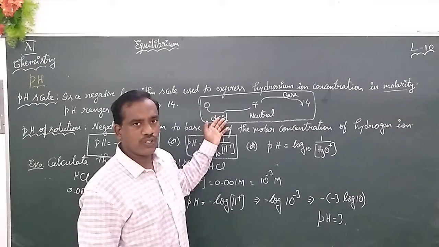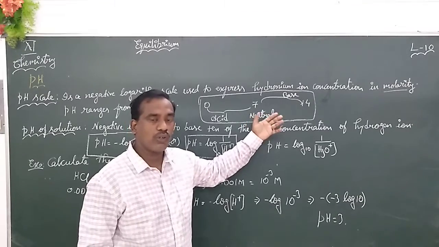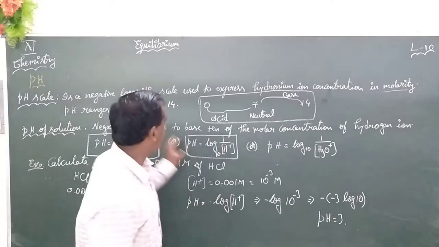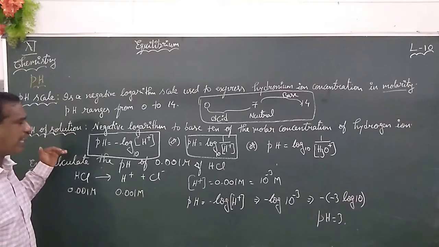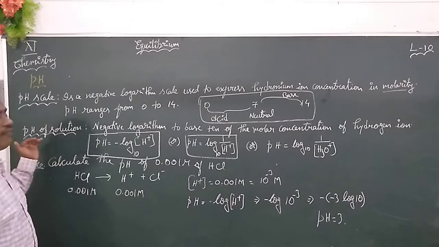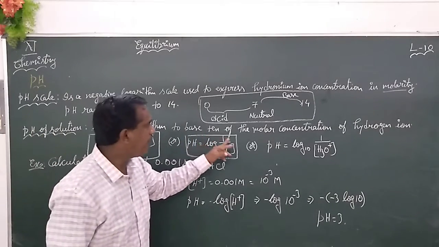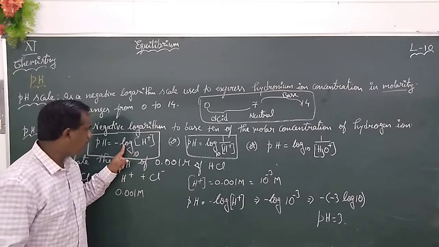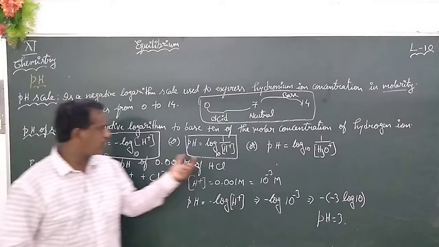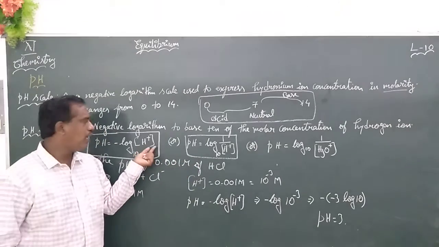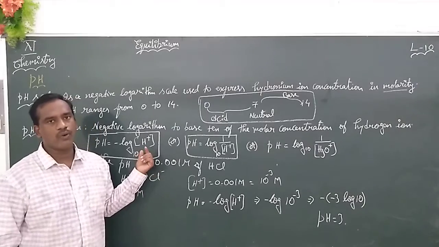So generally 0 to 6.9 we said is acidic, 7 is neutral, and 7.1 to 14 is basic. That is the pH scale that we used from 10th standard. But this is the actual definition. If they ask you the pH of the solution, you must say it is the negative logarithm to base 10 of the molar concentration of the hydronium ion. Meaning H plus ion, we can take hydrogen ion or hydronium ion also.